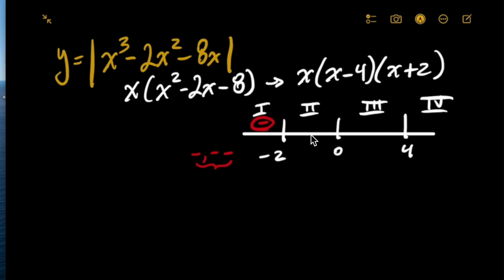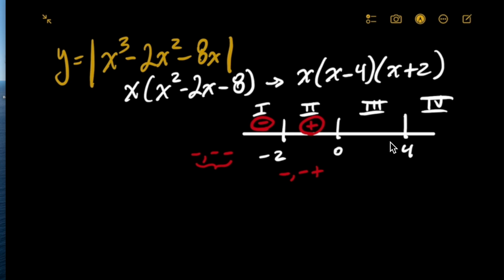Here in zone 2, I'm going to use -1. Plugging in there would give me a negative. This is a negative, and the last one is positive. That's going to end up with a positive total because that's an even number of negative signs.